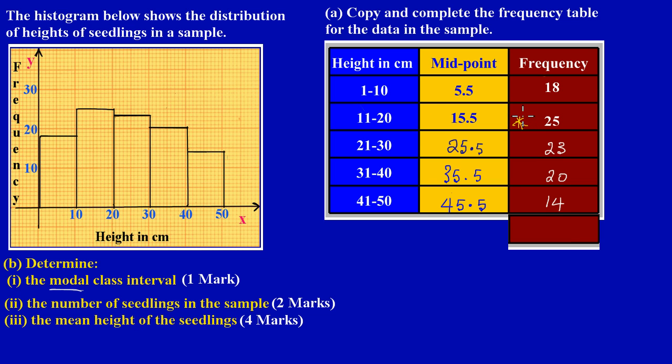Now basically from here I'm just going to go across to find which class that is. That class would be the class 11 to 20. So my modal class interval would be the class 11 to 20. So let's make a note. Therefore my modal class is equal to, and I'm just going to put that in brackets, 11 to 20. And our correct units are very important. It's in centimeters. Okay, my friends, right there.